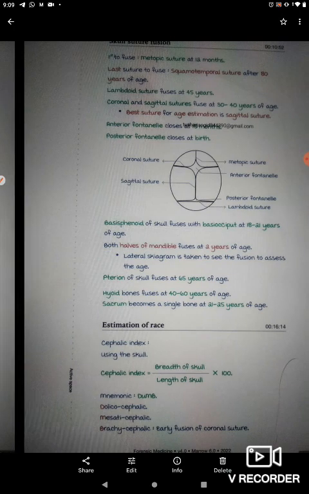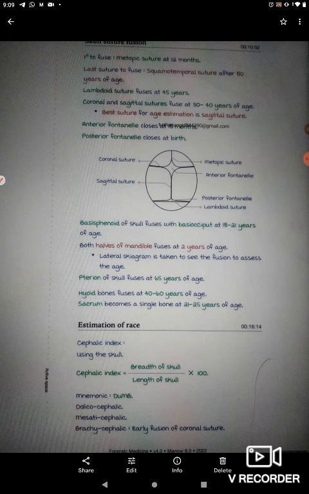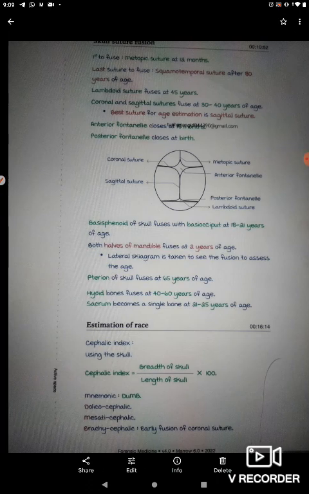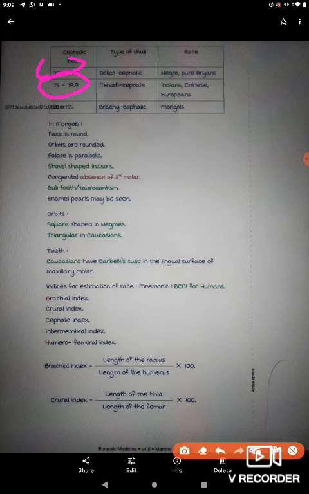So this was the cephalic index: dolichocephalic, mesaticephalic, and brachycephalic. In brachycephalic, they say there is earlier fusion of the coronal suture. Coronal suture fuses at 30 to 40 years. Based on that, the index is 70 to 75, 75 to 80, 80 to 85 for dolichocephalic, mesaticephalic, and brachycephalic. Dolichocephalic means length is more than breadth. Mesaticephalic means length and breadth are almost equal, length being more than breadth but very slightly. And brachycephalic means length and breadth are equal, as in Mongols.